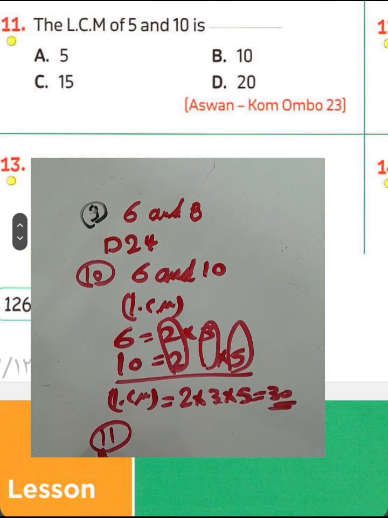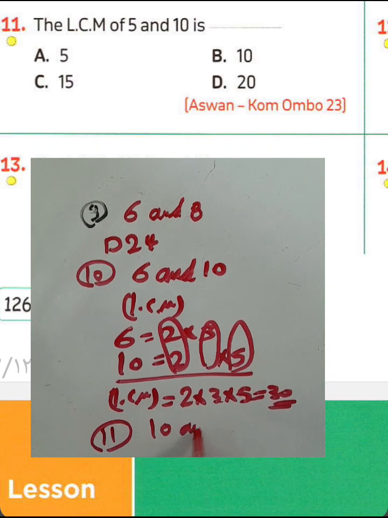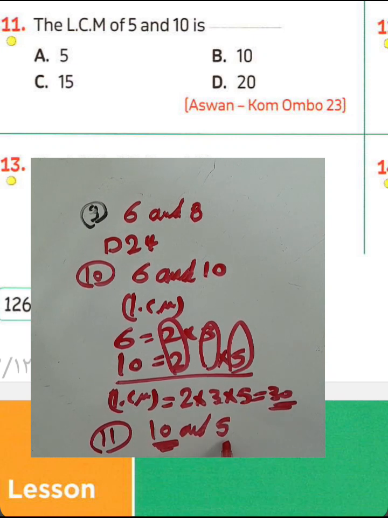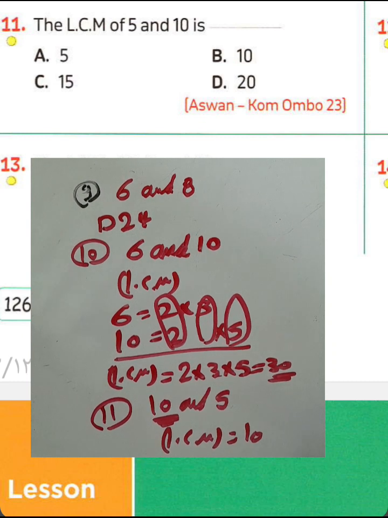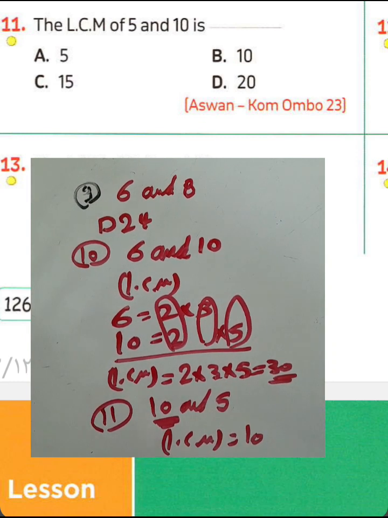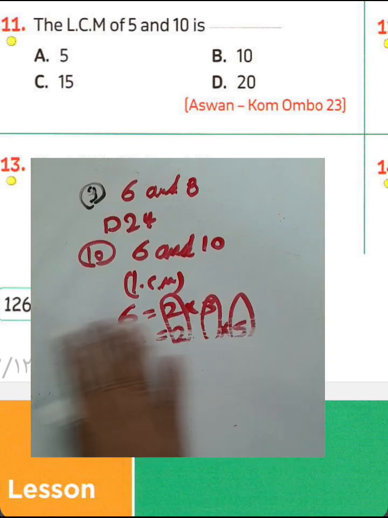Question number 11. List the common multiples of 5 and 10. 10 and 5. Who can tell me? 10 can be divided by 5. Then 10 we call the least common multiple between the two numbers, and 5 the highest common factor between the two numbers. The result here will be 10. Understood?